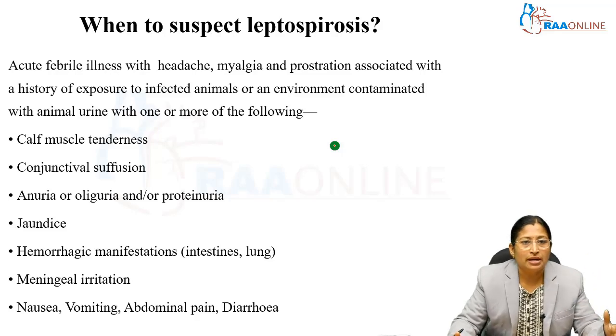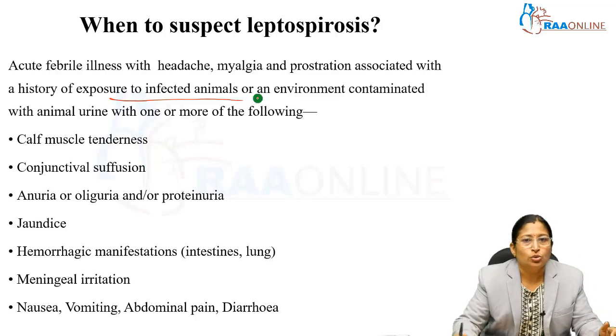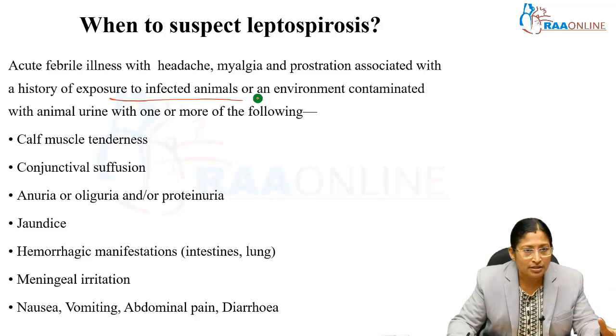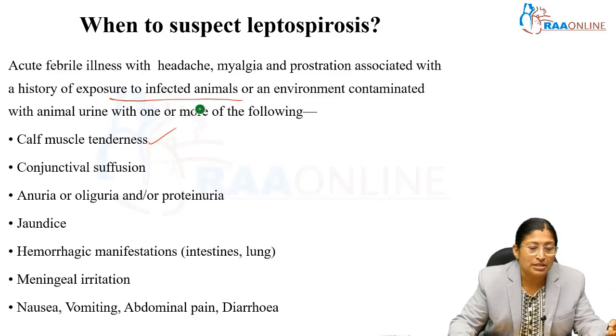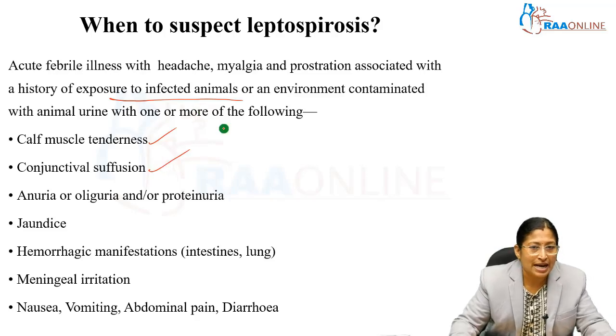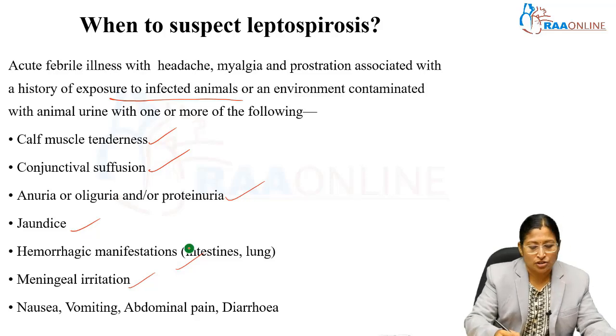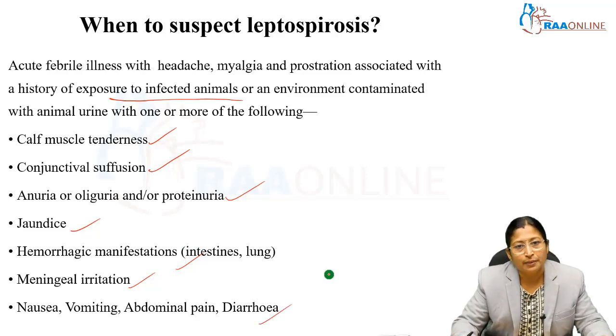Okay, so in any acute febrile illness, where the patient presents with fever, headache, severe myalgia, prostration along with a history of exposure to an infected animal or a contaminated environment, like after a heavy rainfall or flood or after swimming or something like that, you should always have a high index of suspicion for leptospirosis. Along with this history, if the patient presents with calf muscle tenderness, conjunctival suffusion, which is very classical of lepto, or anuria, oliguria or proteinuria, jaundice, hemorrhagic manifestations, meningeal irritation or abdominal symptoms, you should always suspect leptospirosis.